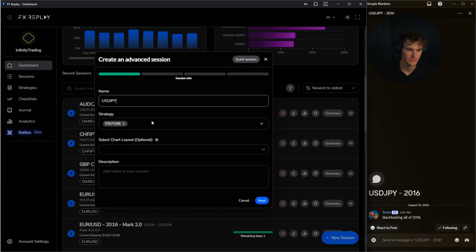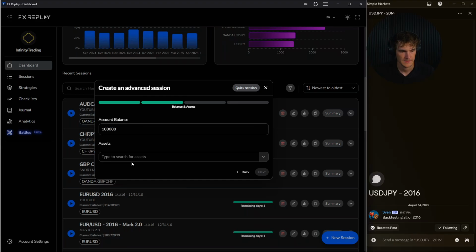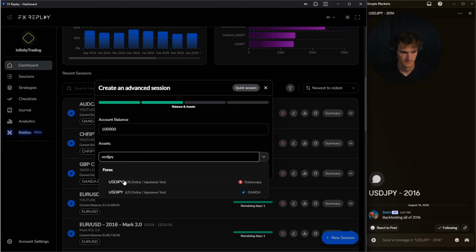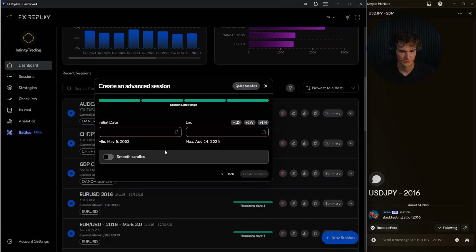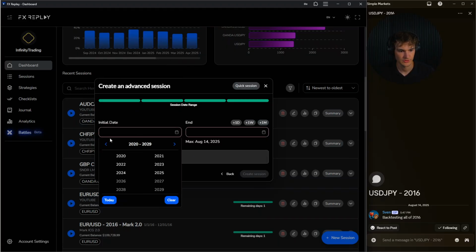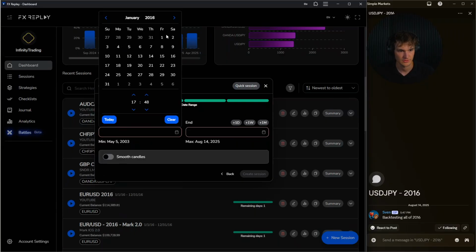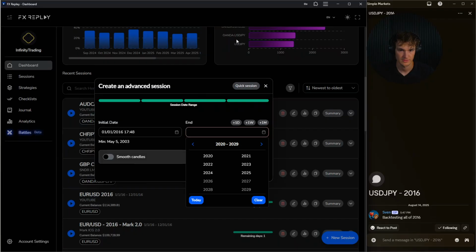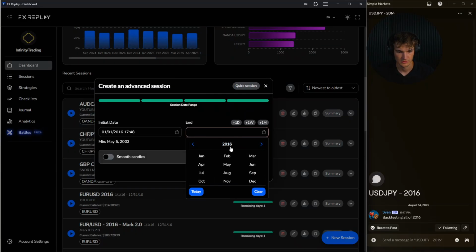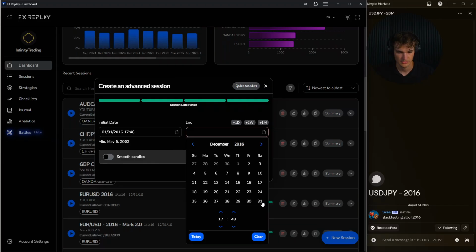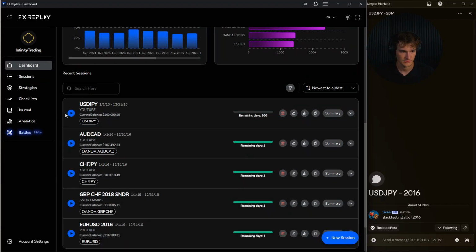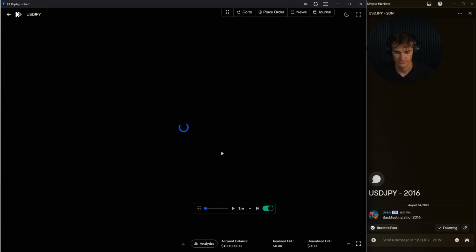All right, USDJPY. I'm going to be breaking down the trades a little bit more. I've gotten some DMs from people asking me if I could break down the trades a little bit more. So that's exactly what I'm going to be doing today. All right, 2016, December 31st. There we go. Create session, USDJPY.